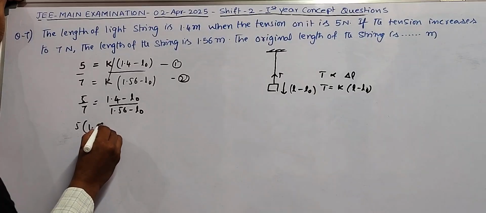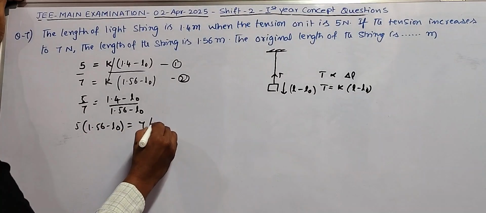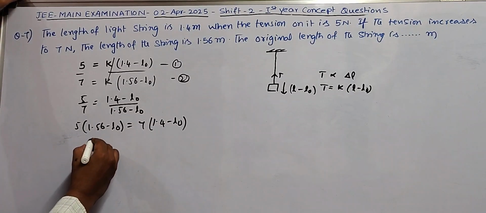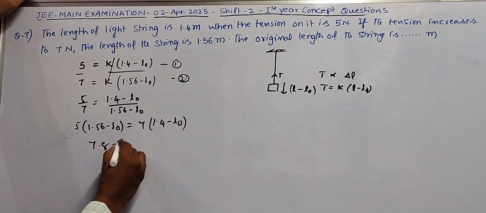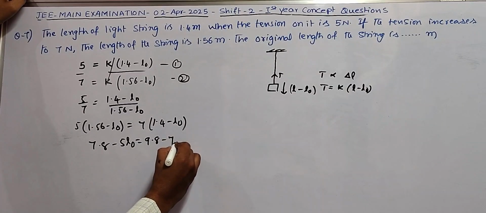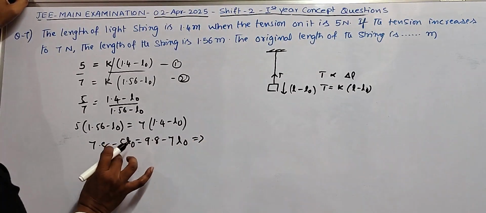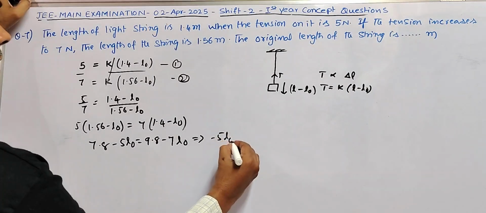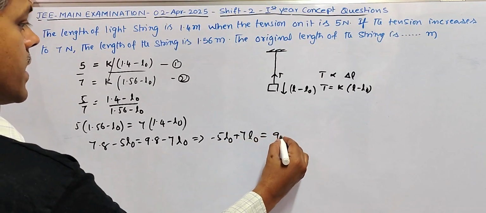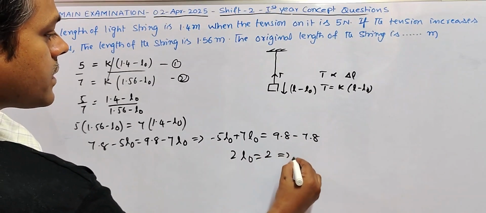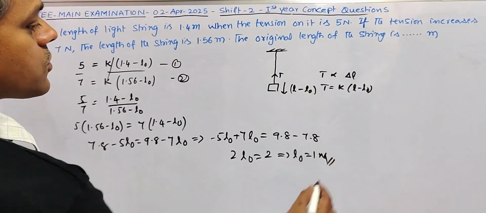So 5 into 1.56 minus L naught is equal to 7 into 1.4 minus L naught. When you simplify this equation, you get 7.8 minus 5 L naught is equal to 9.8 minus 7 L naught. That implies, bringing terms over, minus 5 L naught plus 7 L naught is equal to 9.8 minus 7.8. So 2 L naught is equal to 2. That implies L naught is equal to 1 meter. So this is the answer for this question.